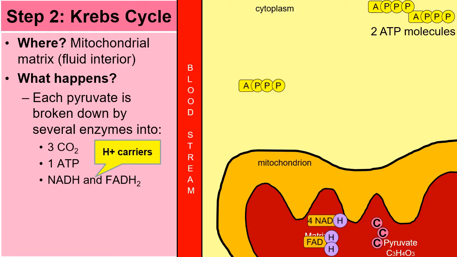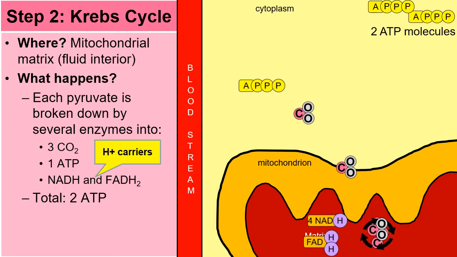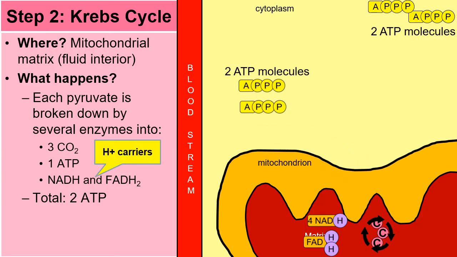Well, let's repeat that process. There's another pyruvate on the right-hand side. In total, we get 2 ATPs because we have to add the pyruvate on the right-hand side. The Krebs cycle happens to this pyruvate as well. 3 molecules of carbon dioxide are created in the breakdown of that pyruvate. They're released as waste. Another molecule of ATP is created. That adds to the one from before to make 2 total. And more NADH and FADH2 are created. Well, let's go on to the third step next.